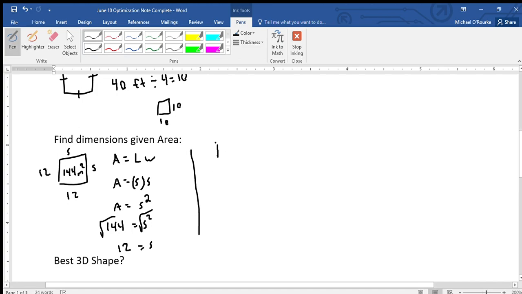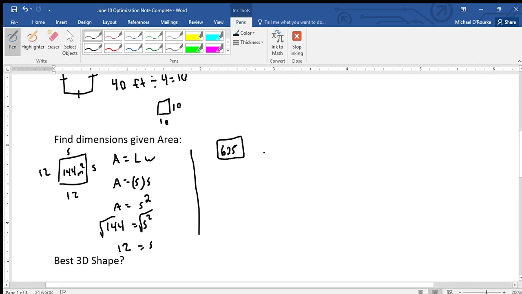I'll let you do this. I have a shape that I want the area to be 625, but I want to minimize the amount of fencing I need to put up there. What would be my side lengths? You can pause it here and give it a shot.